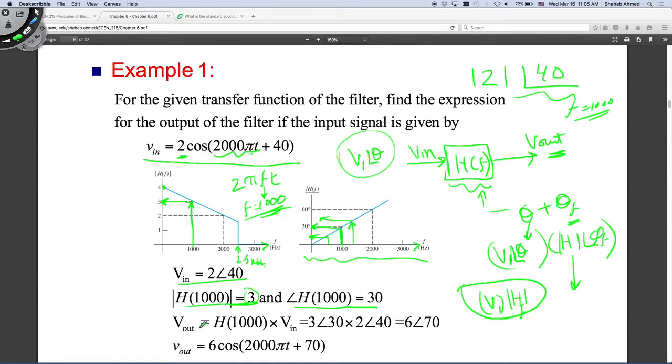So, what is V output? V output is the transfer function at 1000 hertz multiplied with your input signal, the magnitudes multiplied by each other. So, because it's in phasor form, it's 3 angle 30, which is my transfer function, multiplied by 2 angle 40, which is my input signal. So you're going to multiply 2 by 3 and add the angles, so it's 6 angle 70 degrees. And I can take this and rewrite it in the time domain as 6 cosine 2000 pi t plus 70 degrees, right? So converting between phasor domain and time domain.